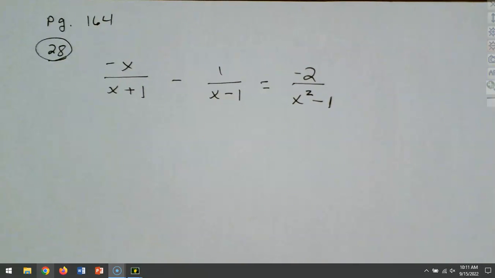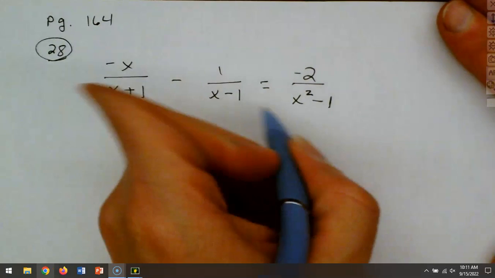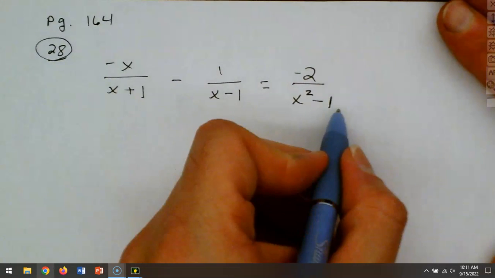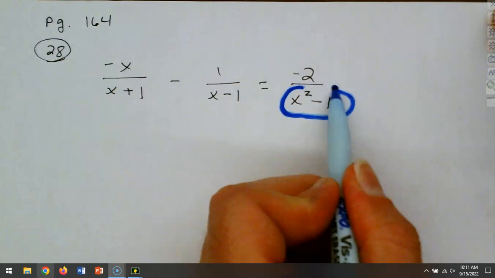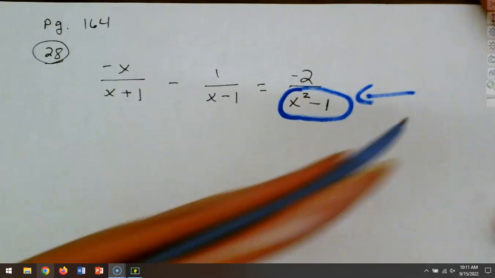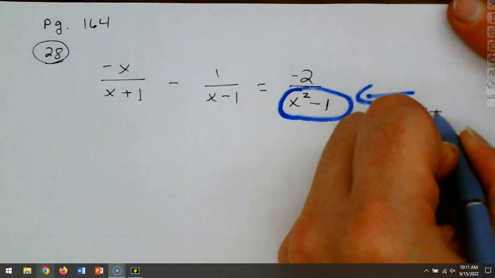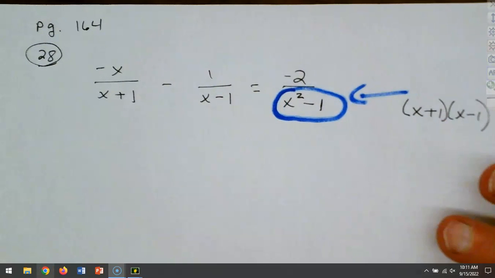Now, what's our step-by-step procedure? First thing we do is we find the numbers that cannot possibly be solutions. So what numbers are not in the domain? By the way, what does this factor into? Let's look at this piece right here. What is this x squared minus 1? What does that factor into? Does anyone know? Yep, very good work. That's a difference of squares. X plus 1, x minus 1, right? So that factors into that.